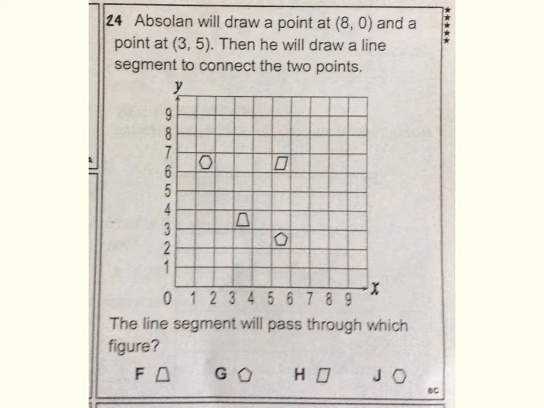Number 24. Absolan will draw a point at 8, 0 and a point at 3, 5. Then he will draw a line segment to connect the 2 points. The line segment will pass through which figure?